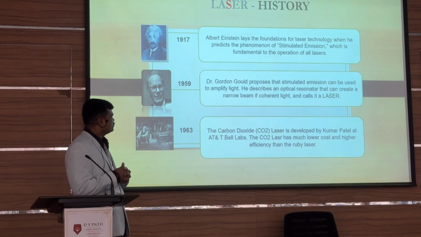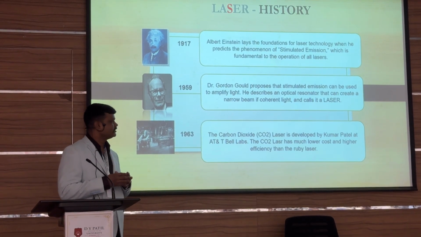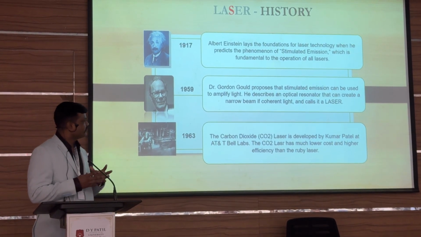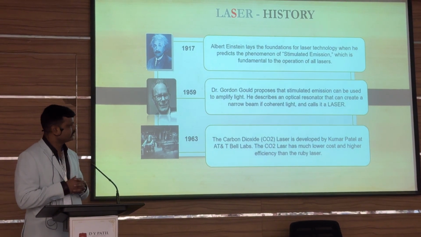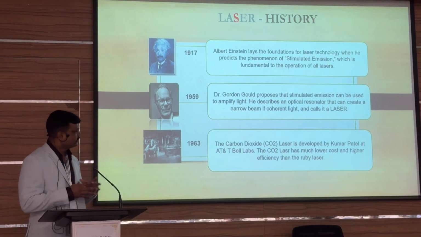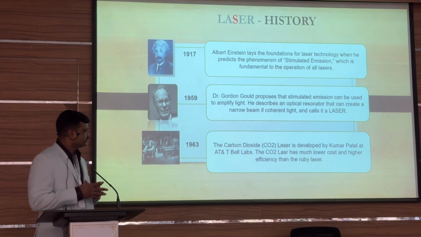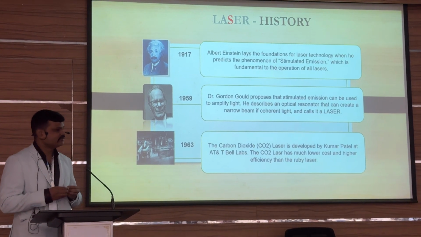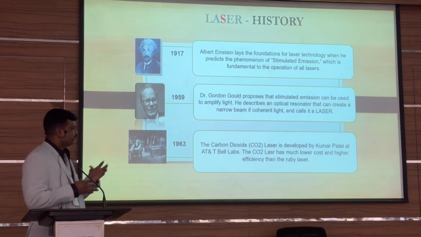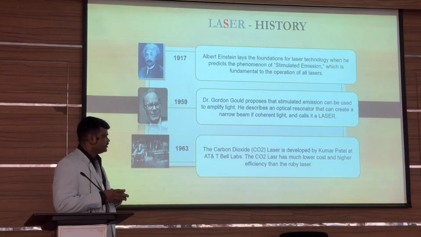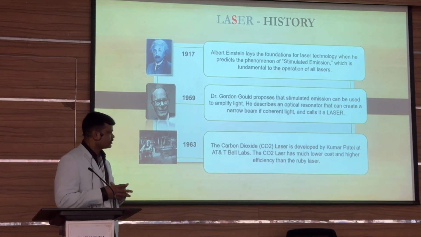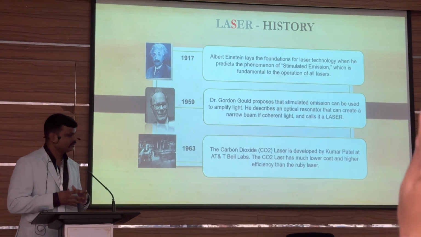In 1959, Dr. Gordon proposed that stimulated emission could be used to amplify light, and he described an optimal resonator that can create a narrow beam of coherent light, which came to be called laser. In 1963, the CO2 laser was first developed by Kumar Patel at AT&T Bell Labs, and it had much lower cost and higher efficacy than the ruby laser at that time.